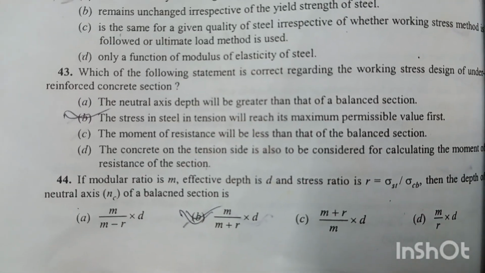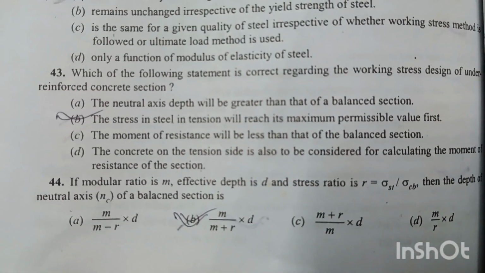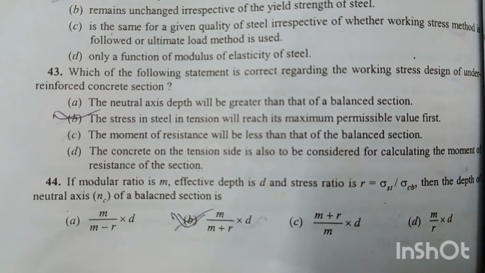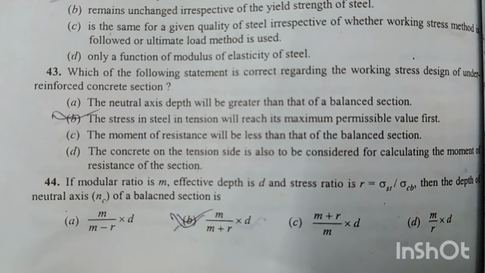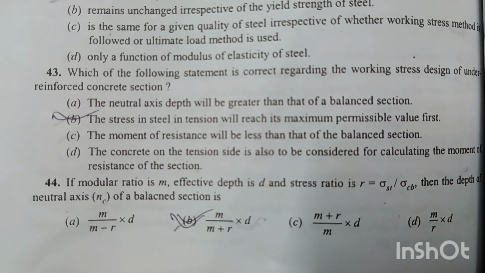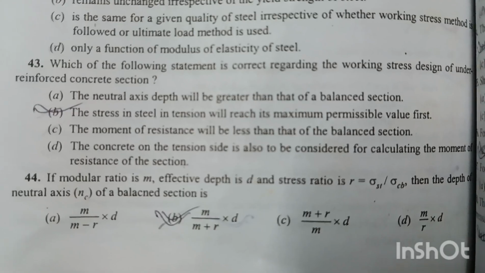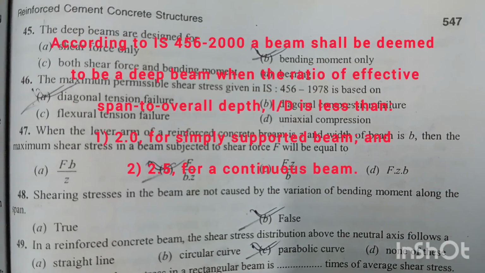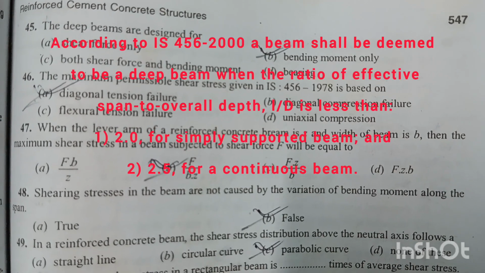Question number 44. If the modular ratio is m, effective depth is d, and stress ratio is r equal to sigma_st by sigma_cbc, then the depth of neutral axis n_c of a balanced section is m by (m plus r) into d. Option B is the right answer. Question number 45. T-beams are designed for bending moment only. Option B is the right answer.